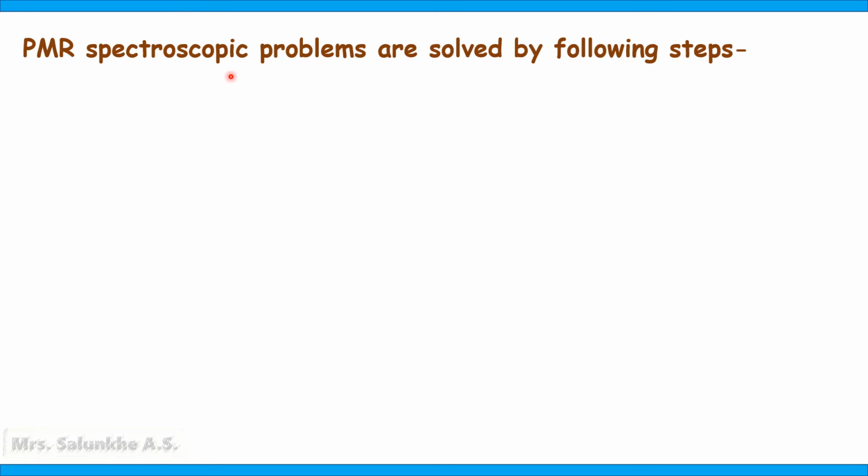PMR, that is NMR spectroscopic problems, are solved by following steps. The first step is determination of the site of unsaturation. In the previous video, that is in part 1, I have given the idea about how the site of unsaturation or double bond equivalent is determined. Its link is given in the description.